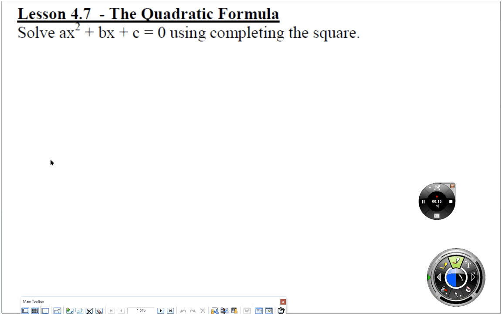Good. So we want to do the b over 2 squared, but we can't do that if a is something other than 1 and we don't know what a is here. So what would you guys want to do prior to doing that? Divide by a. So we can go through and divide everything by a first.